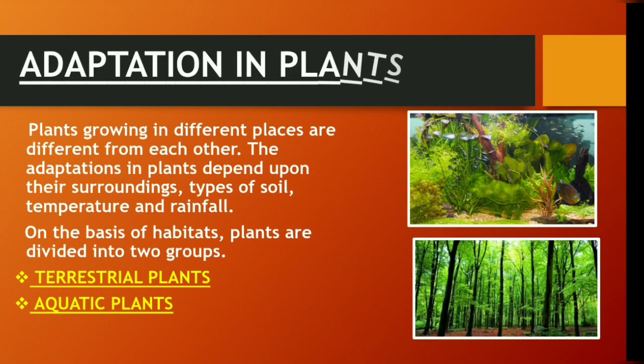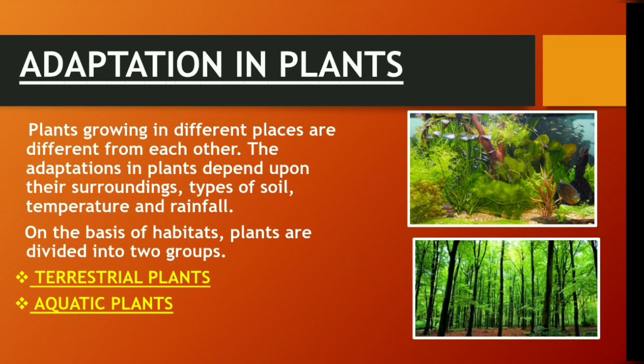Moving on to our next topic, that is adaptation in plants. Plants growing in different places are different from each other. The adaptations in plants depend upon their surroundings, types of soil, temperature and rainfall. Different plants grow in different areas. The different areas have different climatic conditions. Soil is also different, surroundings are different, temperature is different and rainfall is also different. So on the basis of habitat, plants are divided into two groups. One is the terrestrial plants and the other one is aquatic plants.